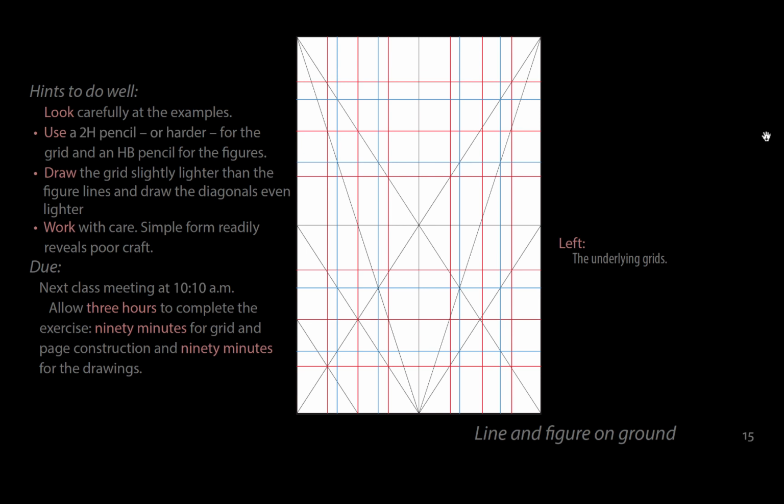And I would like for you to be aware of how much time you are spending on this assignment. I would encourage you to spend no more than 3 hours. You should use 90 minutes for the grid and page construction and 90 minutes for the drawings. This image here actually shows you that tartan grid.